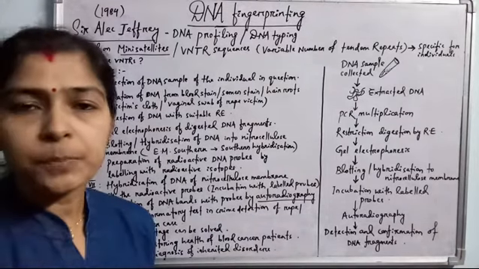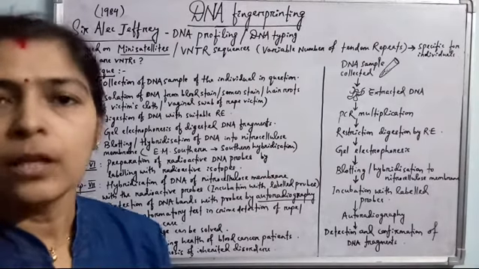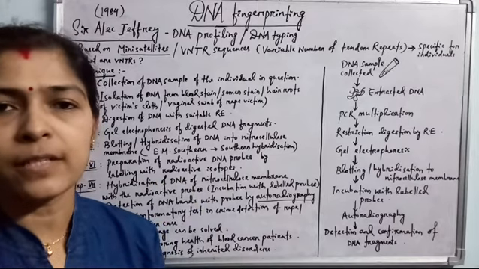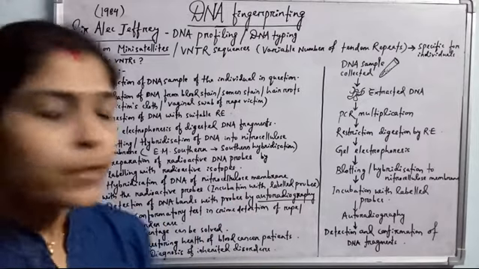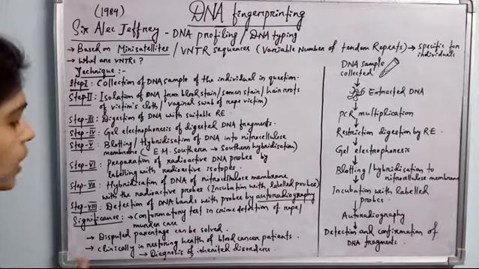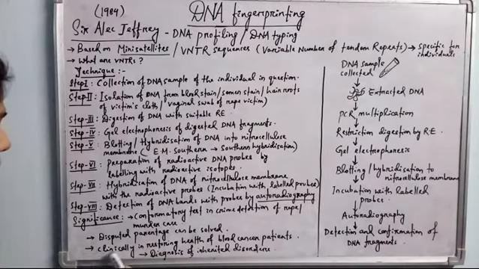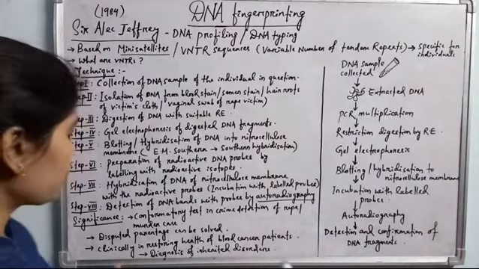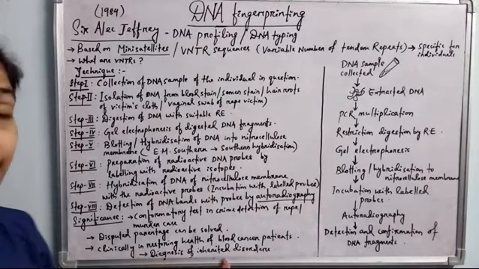If any disputed parentage is there, it can also be solved based upon this technique, because VNTRs or STRs, the variable number of tandem repeats or short tandem repeats, are also heritable. So this can be very helpful for solving the disputed parentage of a child. Then it is also utilized in clinically restoring the health of blood cancer patients, and for the diagnosis of inherited disorders.